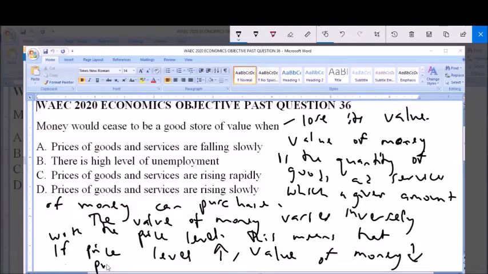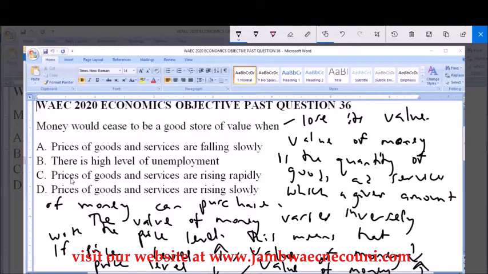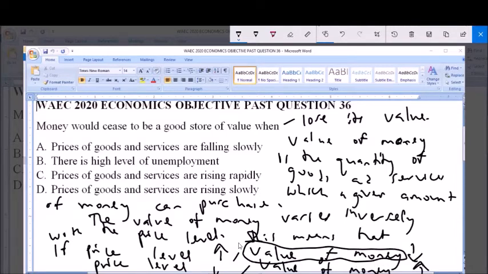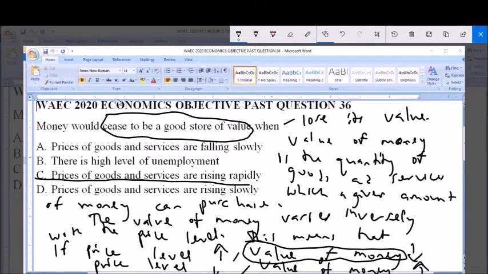And likewise, if price level decreases, value of money will increase. So this is how it works. Now, option C here says prices of goods and services are rising rapidly. If the prices of goods and services are rising rapidly, that means the same amount of money that would have bought a particular quantity of goods will no longer be able to purchase that same quantity of goods. So that means the value of money will decrease. So option C, prices of goods and services are rising rapidly, will be one of the reasons when money will lose its value and hence will cease to be a good store of value. So as we have established, option C is the correct answer to this question.